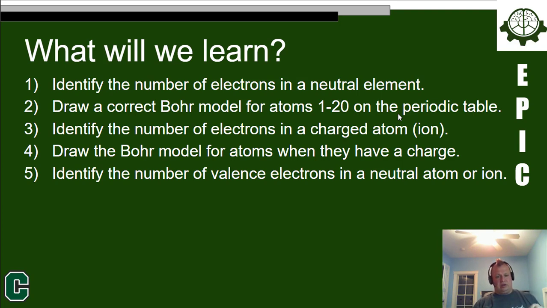Number 3 is to identify the number of electrons in a charged atom. So a charged atom is something that has either a positive or negative charge. We'll talk about how they get the charge and then why it matters for the Bohr model. And so number 4 is to draw that Bohr model when they are charged. And then the last thing we have to do is just be able to identify the number of valence electrons, which once we've done everything else is going to be super easy.